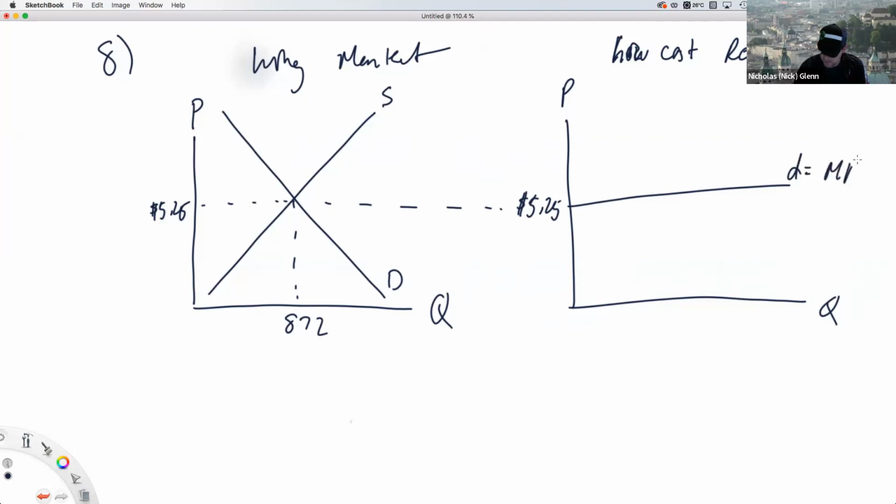So this is the demand curve. It's also the marginal revenue. For each unit, that's what they're going to get. This is the price they get. No matter how many they produce, they get the same $5.25. Where do they maximize profits? Well, that's where marginal cost comes into play.